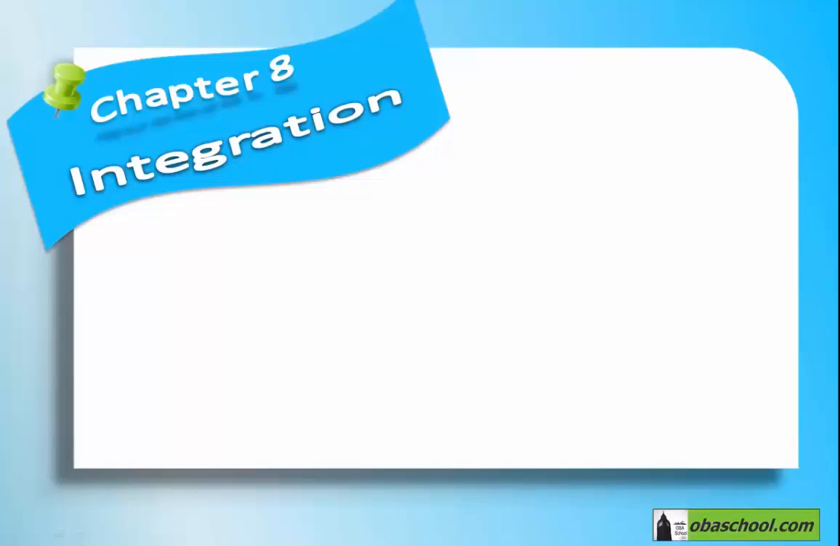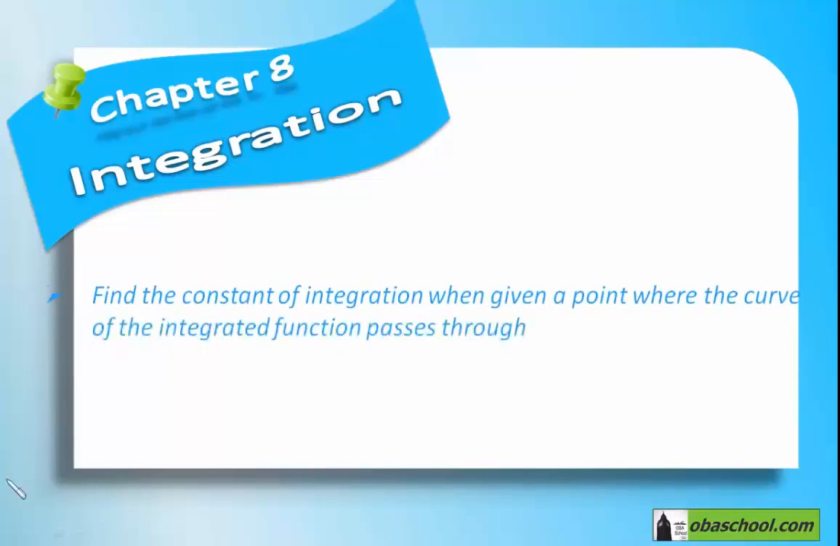For section 8.5, the objective is to find the constant of integration c when given a point that the curve of the integrated function passes through. In the previous tutorials, we were able to find the integration of any function, and by the end of this answer, we add the constant c. In this section, we are going to find the constant c in a specific condition, when we have a point that the integrated function passes through.